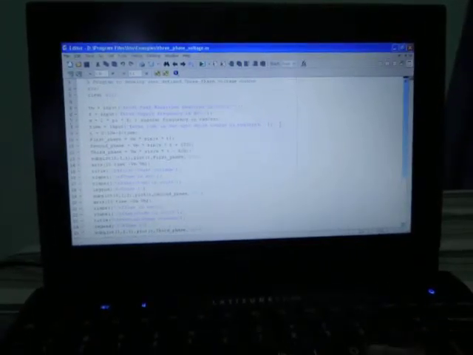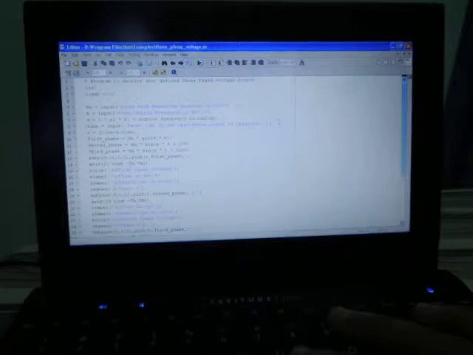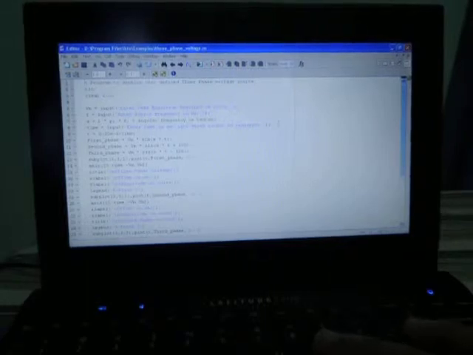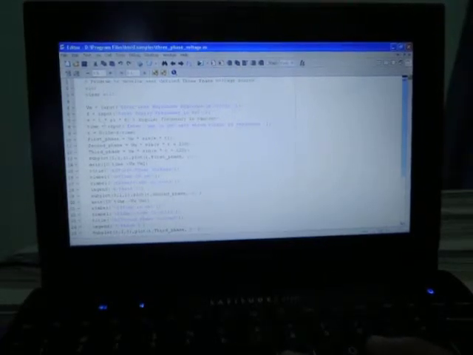Then Vm is equal to input, enter peak magnitude required in volts. It will ask the user to input the peak magnitude of the voltage source, which normally here is taken as 314 volts. F is taken as the supply frequency, which is also inputted by the user in hertz. Angular frequency W becomes 2 pi f, 2 into pi into f in radian per second.